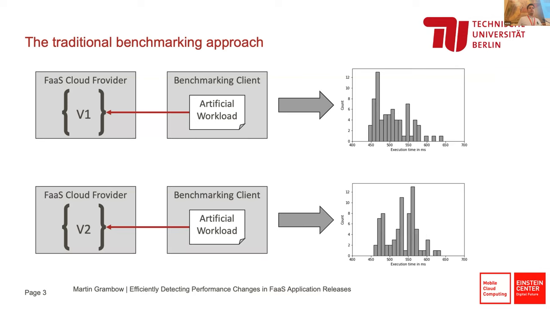You can't say which compute unit will be used. You have no influence on the network delay and so on. And you already see them. Okay. And you do the same with the second version as well. And you also have a wide confidence interval there, a wide measurement range.